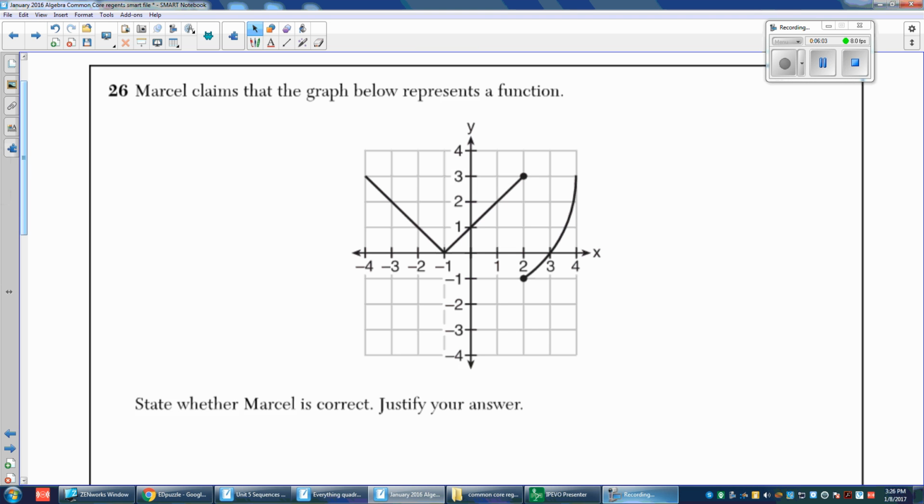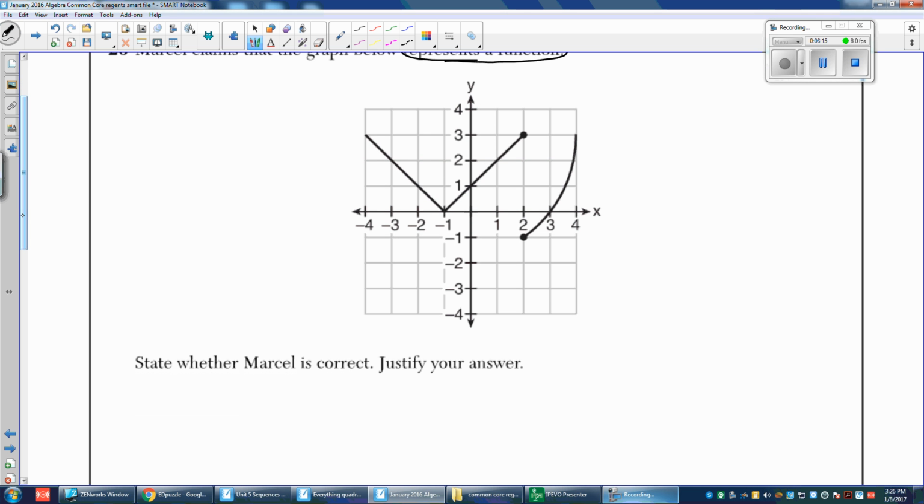So there are two things that we see with this. Marcel claims that the graph below represents a function. So the choices are: yes, this is a function, or no, it is not a function. No, it is not a function. Okay, why is it not a function?